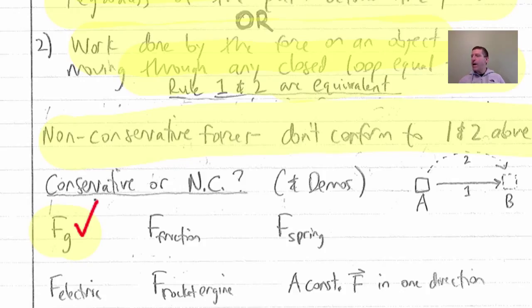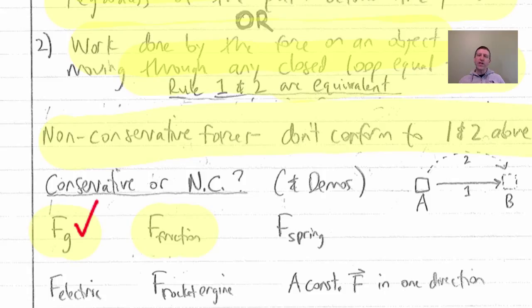Let's ask now about the force of friction. Is the force of friction conservative? Well, we need an example to figure this out. So here's an example right here. I've got an object A, and I'm going to move it to point B, and I'm going to try to do that via 2 different paths. Path 1, which is just a straight line. Path 2 goes around like that, so it's a curvy path.